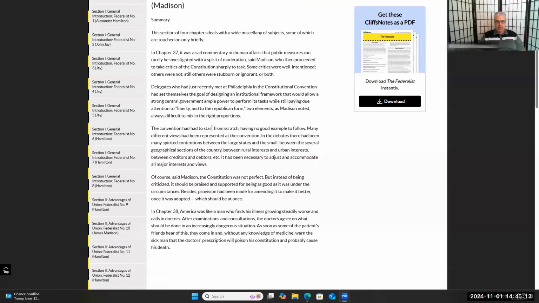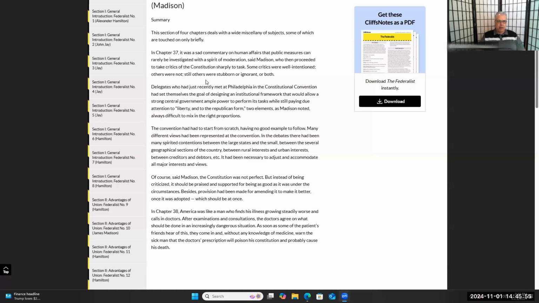So how about framing the Constitution? Chapter 37. It was a sad commentary on human affairs that public measures can rarely be investigated with a spirit of moderation. Pause, think. Is that true? That was true over 200 years ago, right? 1776, 1876, 1976, 2076. It was a sad commentary, let's slow it down, on human affairs that public measures can rarely be investigated with a spirit of moderation, said Madison.